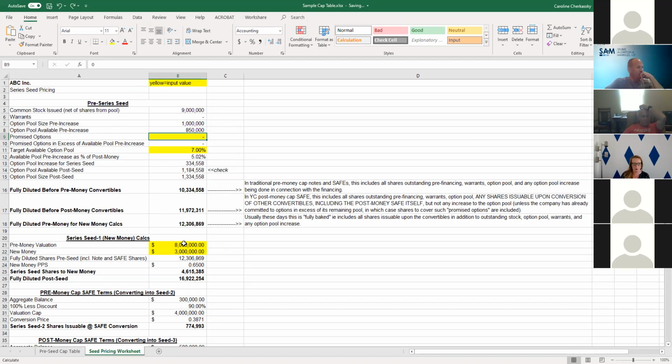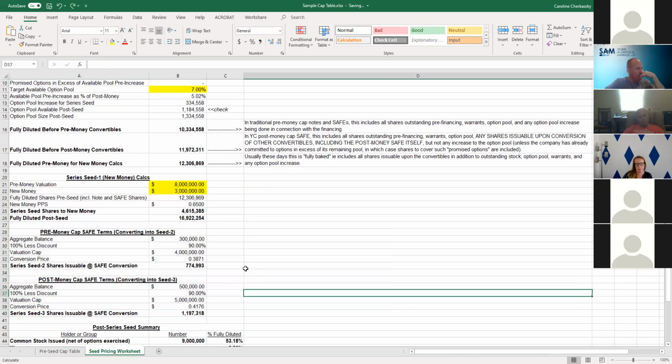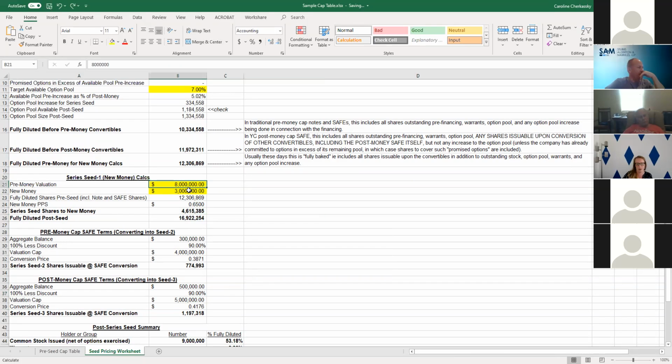And so we'll go down here. You can do these in any order, really. I did the seed, the new money, first, but because they are interrelated and they all go into each other's pre-money calculations, you can do them in any order. So in this case, and again, the yellow cells are just numbers you can change. They're just numbers that I picked out of a hat.